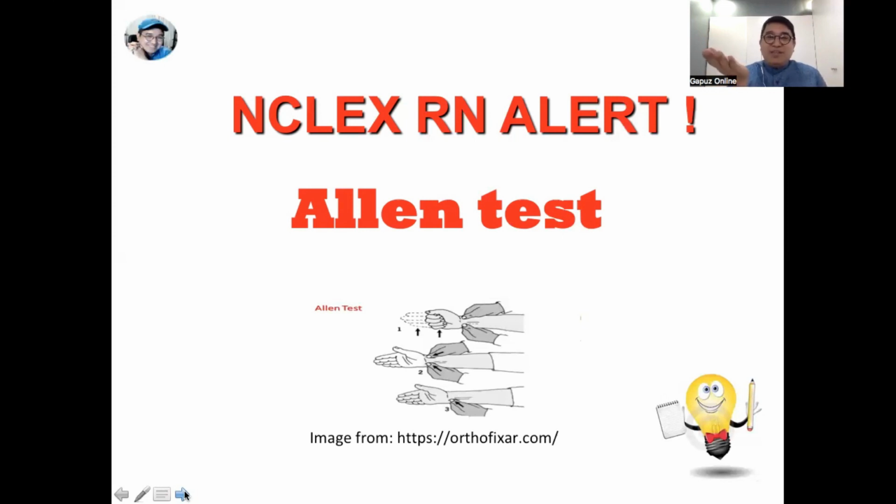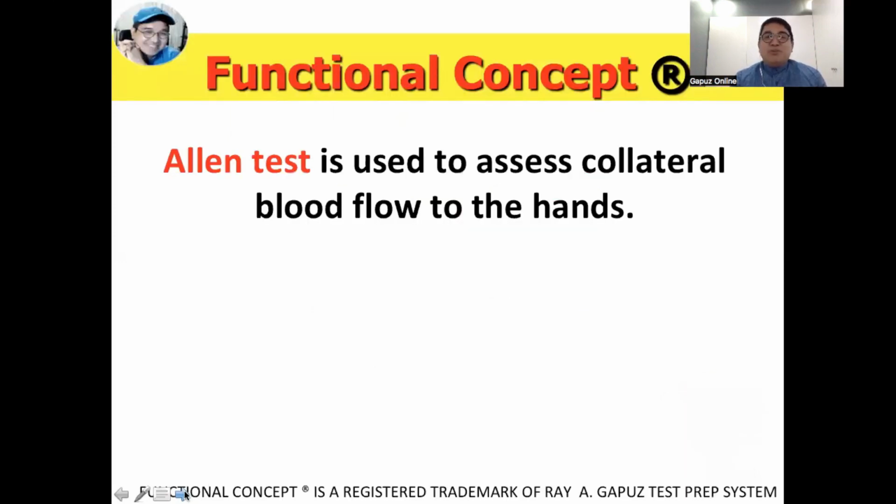Okay, let's do it on the other side. Then ask the patient to open, close, and then press on the radial and the ulnar artery. Okay. Then ask the patient to open the palm, release the ulnar artery compression, and note if there is change in the color of the palm, normally should turn pinkish. Okay, so remember the Allen test is performed before a specimen for arterial blood gas analysis. Remember, it's used to assess collateral blood flow to the hands.